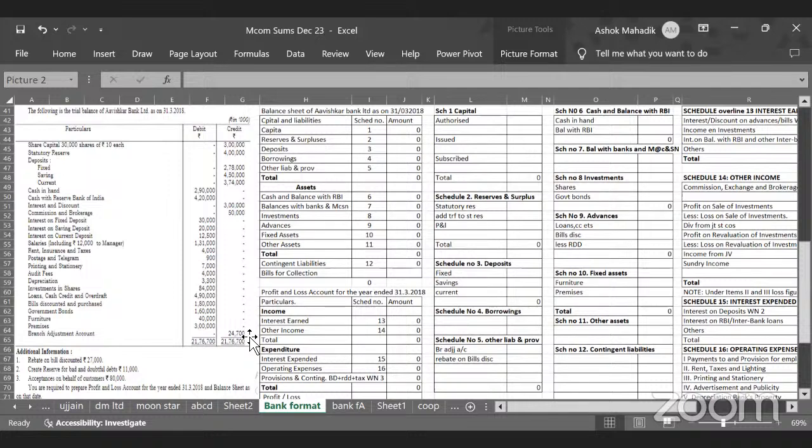Okay, so apart from this, what I have done is I have connected the values of each schedule to the respective item in balance sheet.